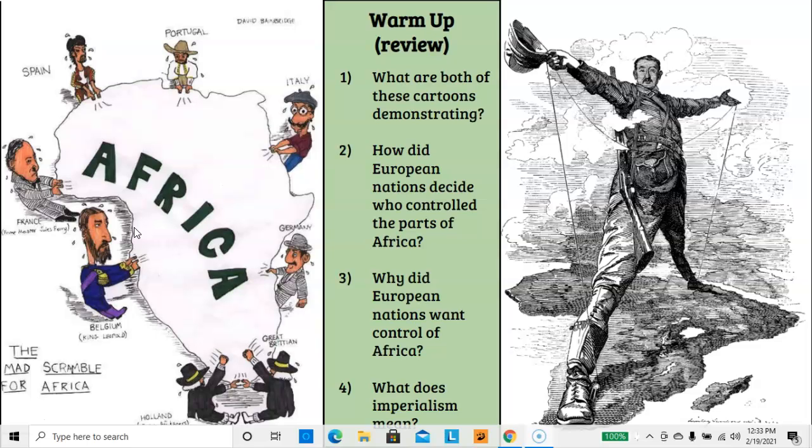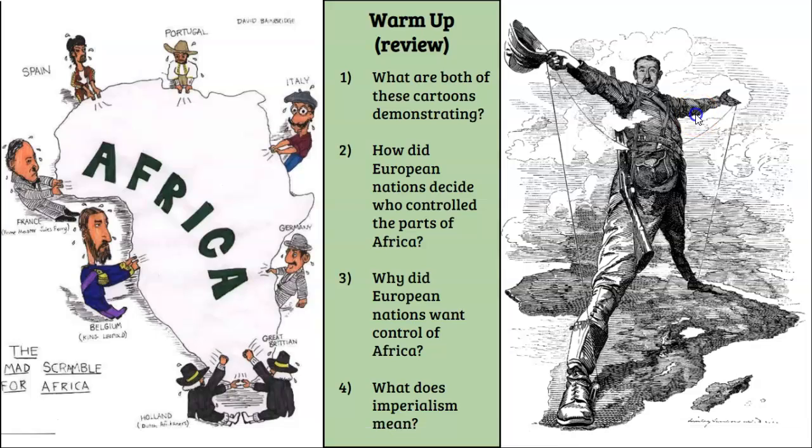Number three, why did European nations want control of Africa? Natural resources for their factories, raw materials. They also had cultural reasons such as spreading Christianity or the idea of the white man's burden, that it was their job to civilize, and also for land and power, money. What does imperialism mean? Countries taking over other countries.